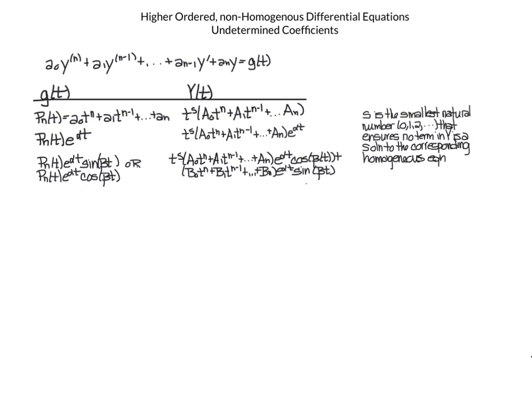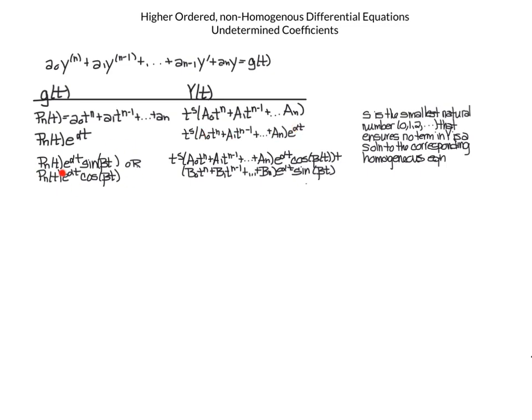Our next possibility is that g of t is of the form a polynomial times e to the alpha t. Then we're going to assume our solution is a polynomial of the same degree as the polynomial in g of t, times e to the alpha t, and we're solving for these coefficients as well as the alpha.